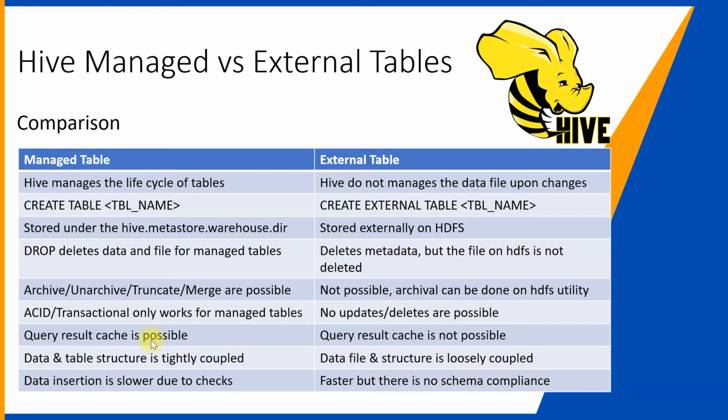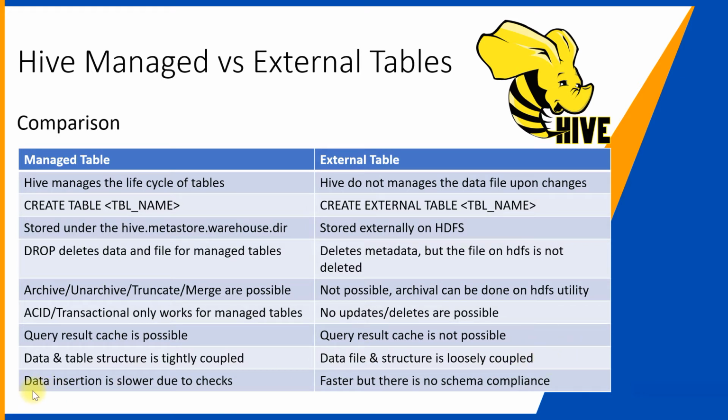Query result cache is possible in a managed table for better performance, but in the case of an external table that is not possible. The data and the table structure are tightly coupled here. If you define a table with a certain data type, you will have to have data provided in the same data type. Whereas in an external table, the data file is coming from an external source, so it can contain bad data, but you will be skipping those bad records when you retrieve your data. So the data file and the structure are loosely coupled in an external table.